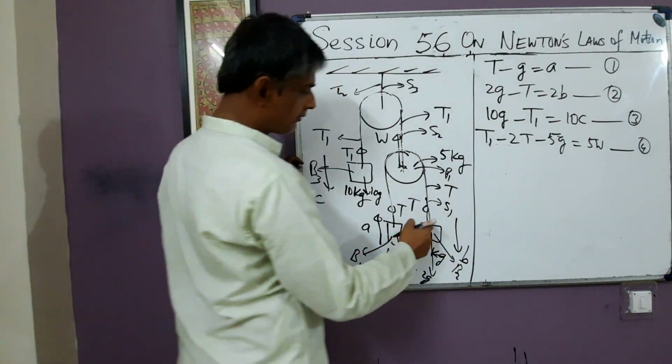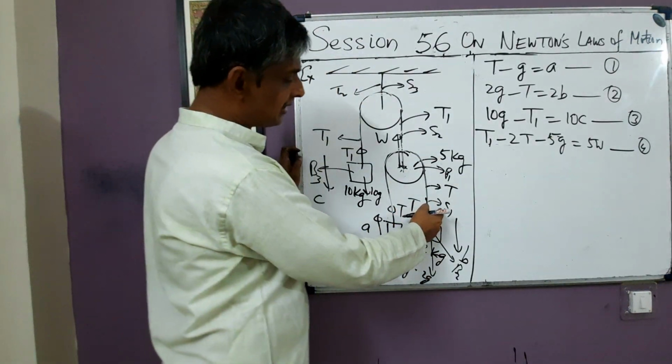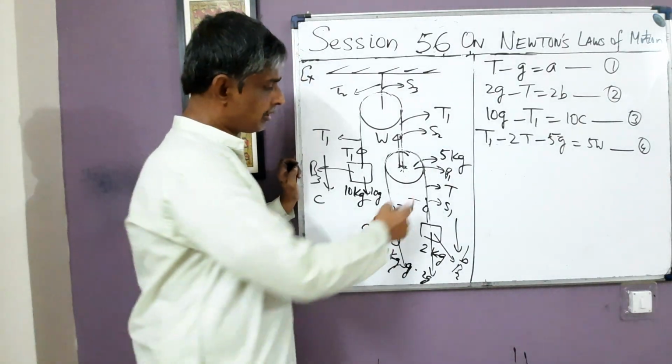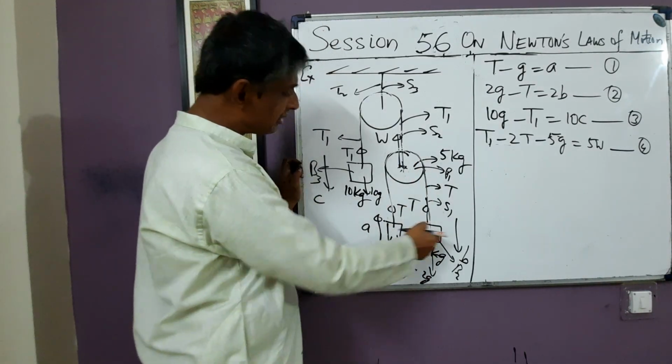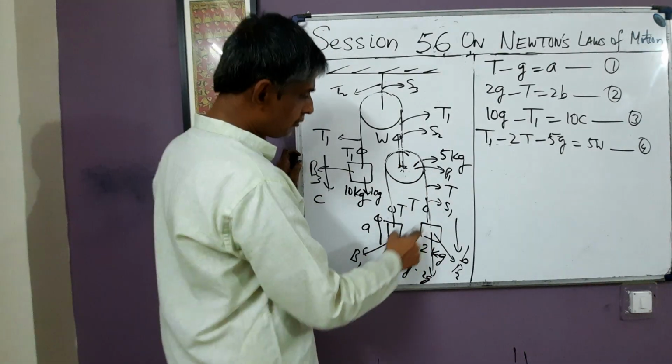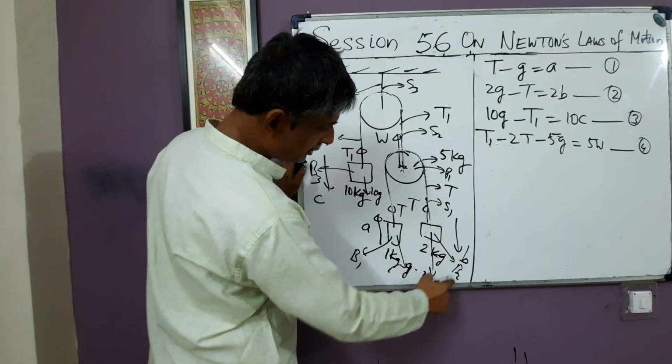So what do we write? We will go back to the basics. Since length of string S1 is constant, work done by S1 on all bodies in contact with it adds up to 0. So this S1 is in contact with this block B2.